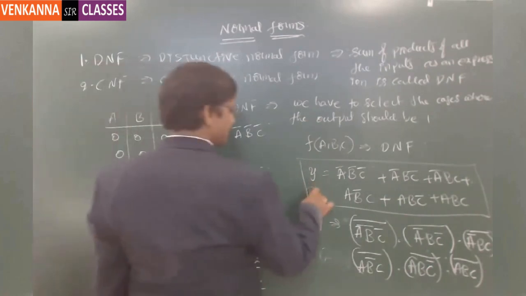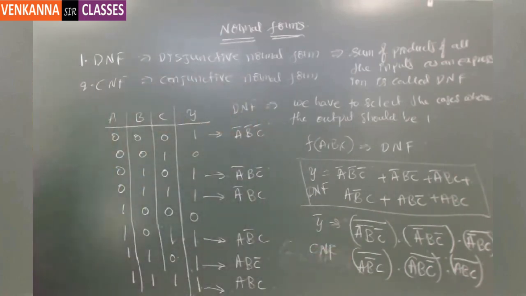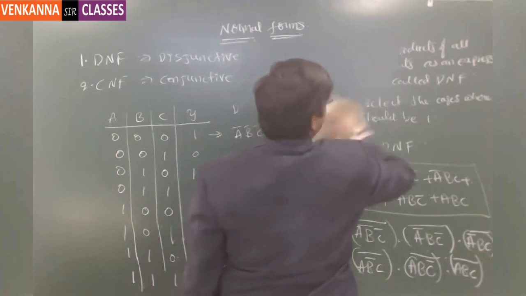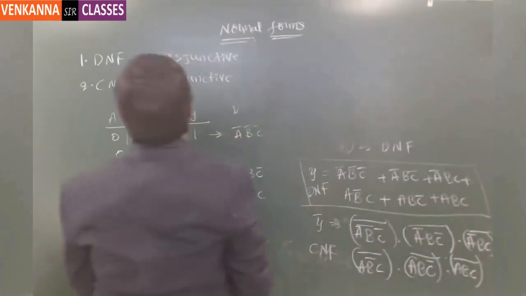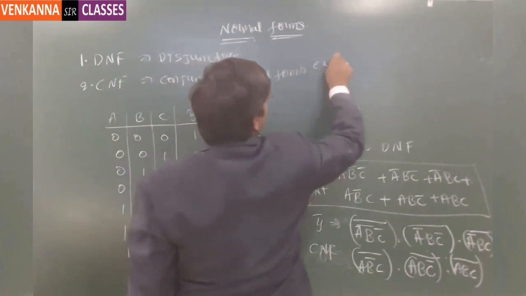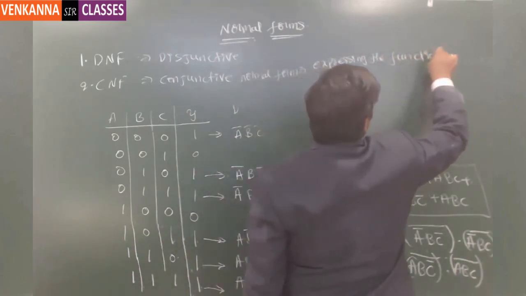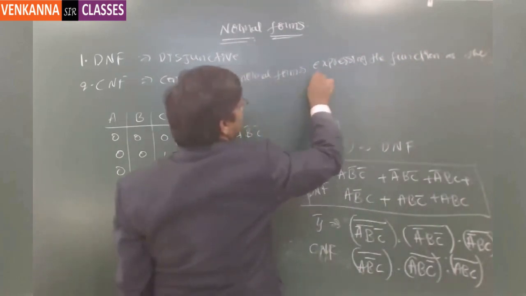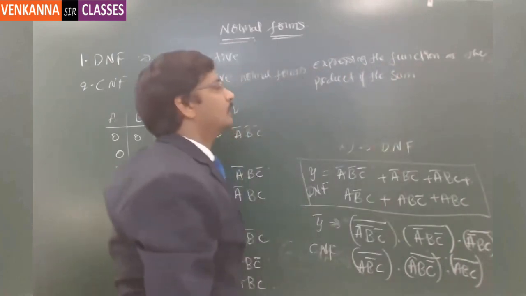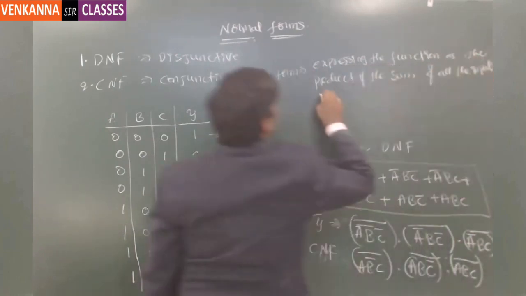So this is the DNF, and this one, if you write it, is going to be CNF. Okay, so let me expand this one. A CNF is nothing but expressing the function as the product of the sum. So the product of the sum of all the inputs. So this is called the CNF.